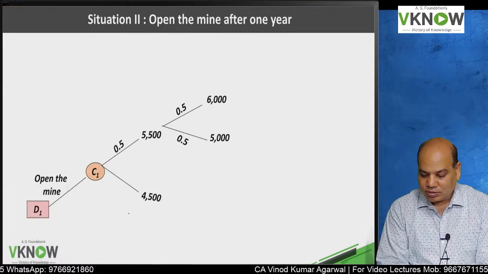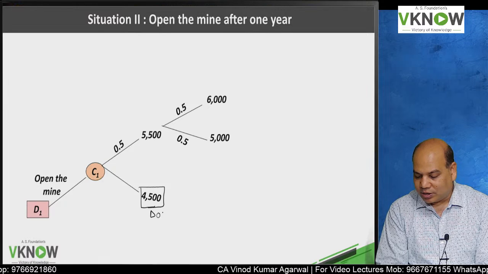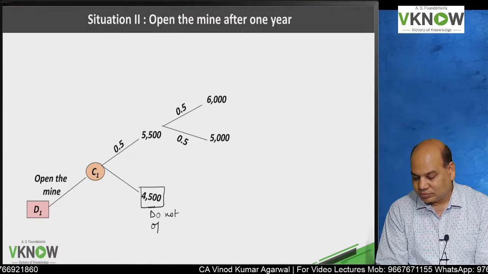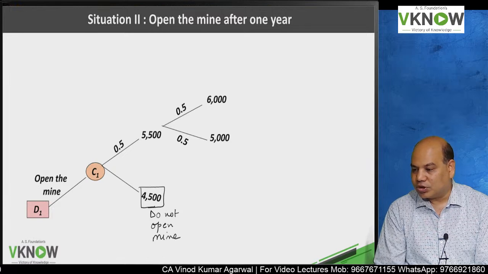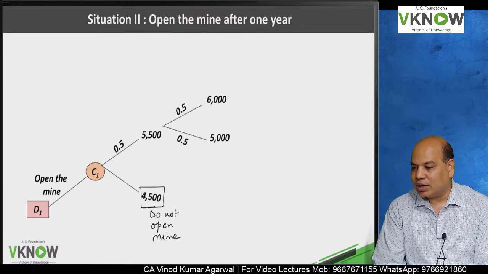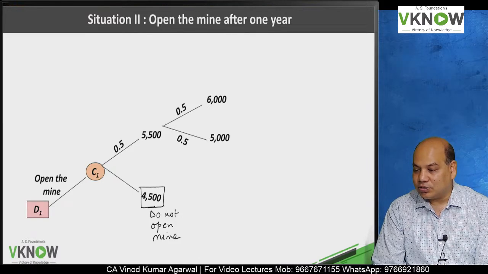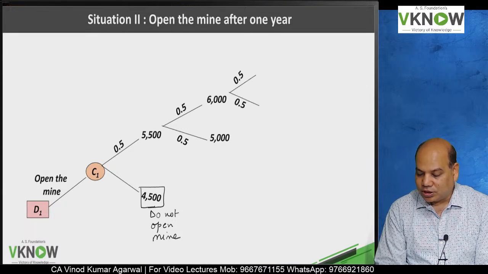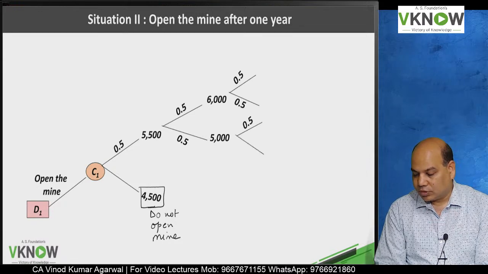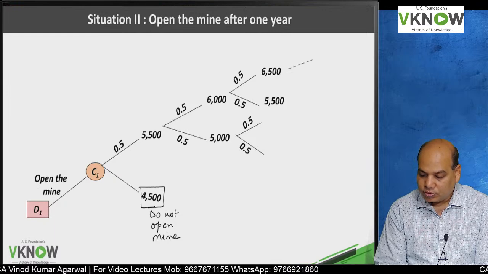Common sense is, if you get 4,500, do not open the mine here, because there is no positive contribution. So my diagram will not move further beyond that. But if I get 5,500, I will move further. I will have to check my answer also, but first you draw the diagram. First you draw this diagram.